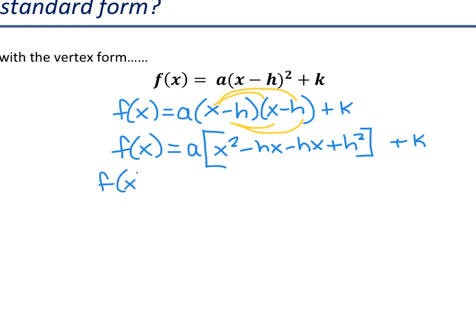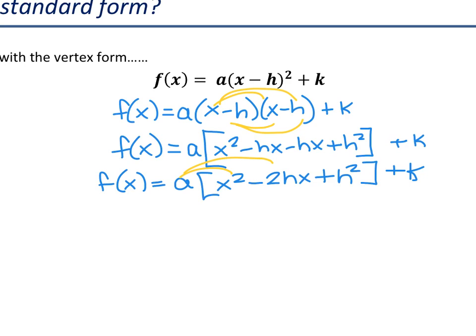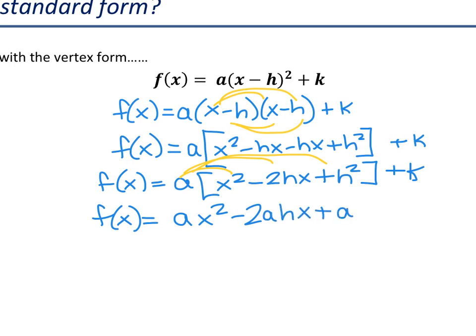Before I distribute, however, I'm going to combine some like terms. So in the brackets, negative 1hx minus 1hx will give me negative 2hx. And that's where my trinomial is. And then the last thing I'm going to do is distribute this a to everything inside the parentheses, or inside the brackets, I should say. So in the end, I have ax squared minus 2ahx plus ah squared plus k.